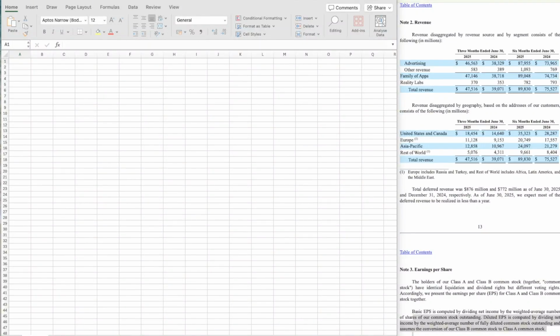Today we are going to build the WACC and the cost of equity for Meta, formerly known as Facebook. So yeah, let's get straight into it.